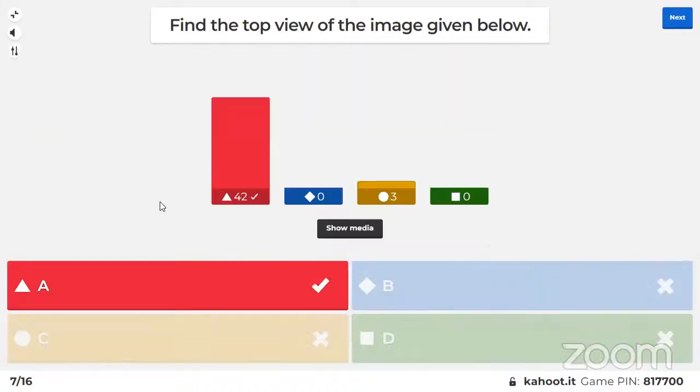All right. So what is the top view of the image given in the question? Okay. A is the top view. Most of you have answered it correctly.